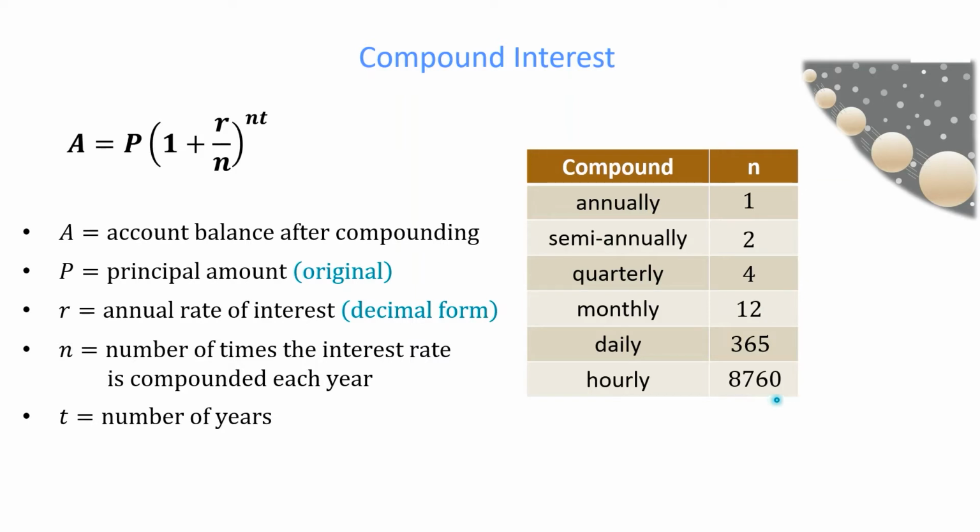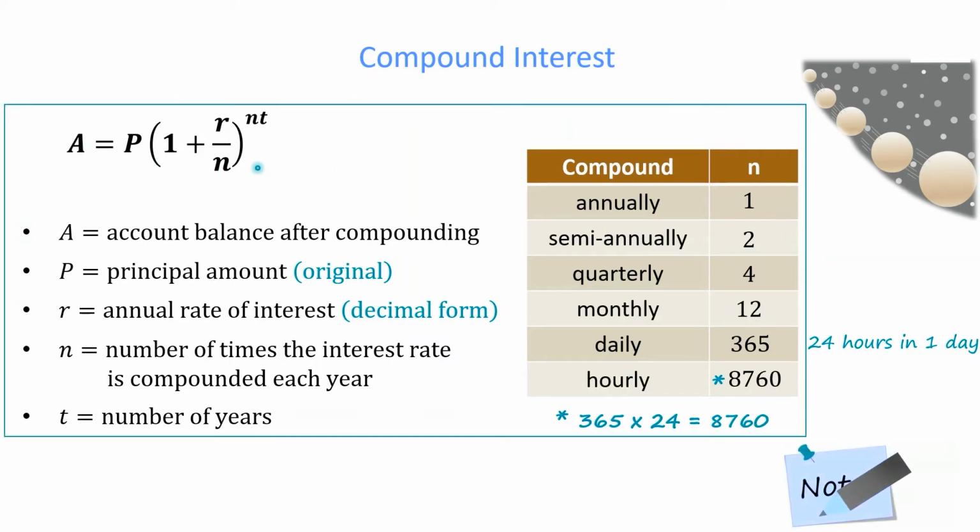8,760 times a year. Now this last one may be difficult to recall, so as long as we remember that there are 24 hours in one day and 365 days in a year, we simply multiply the two together to give us 8,760. So as long as we understand these terms here and this table of keywords for the correct value of N, this formula here is quite simple to use. So please make sure you make a note of these.